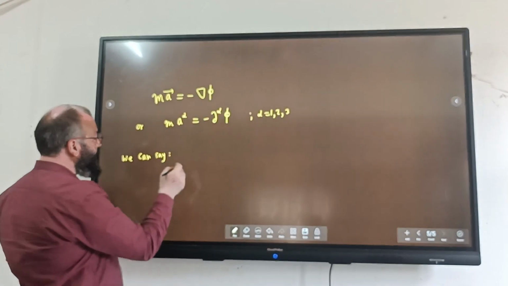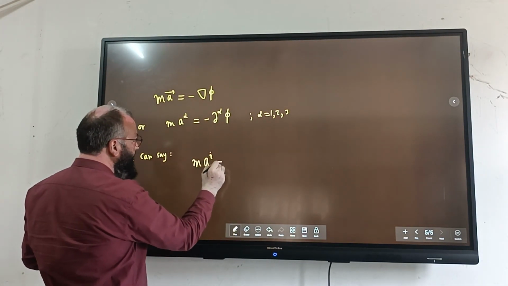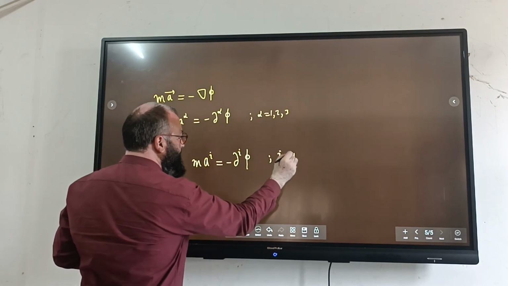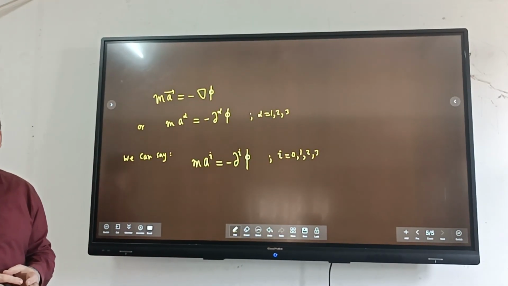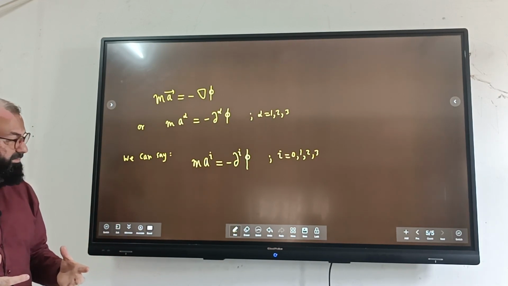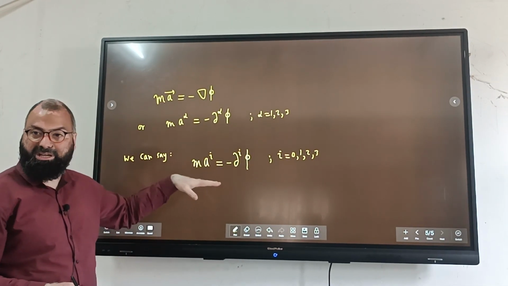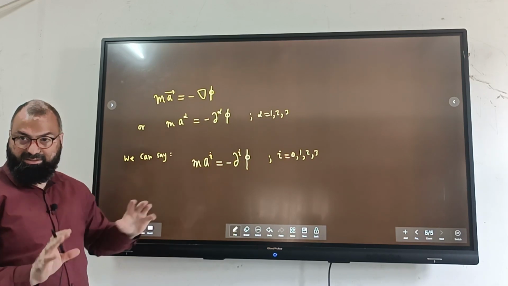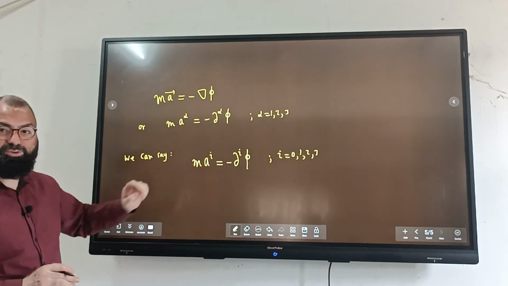We can write this law in this form: m a^i equals minus partial i phi, where i is 0, 1, 2, 3. So I simply generalize it directly to a 4 component equation. Understood? What I am saying is, let's propose this as a relativistic generalization of Newton's second law. Clear? Any question?